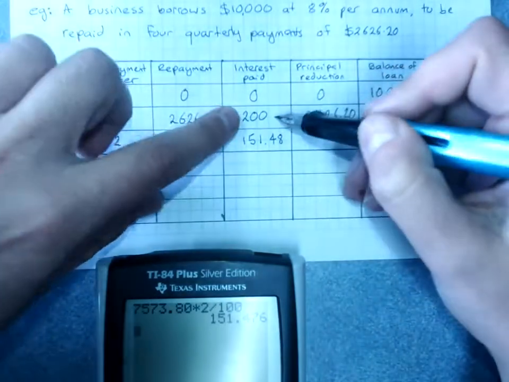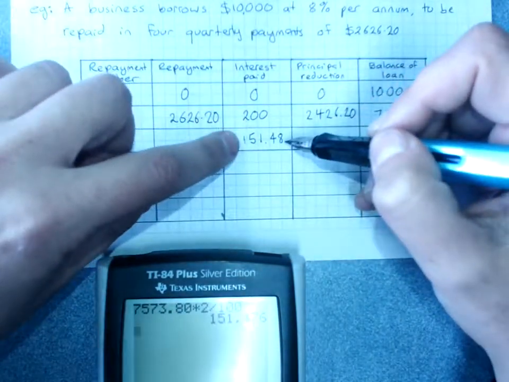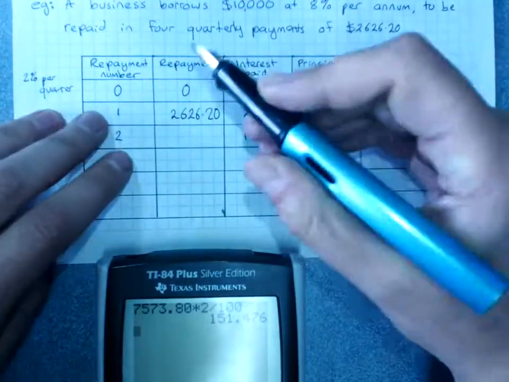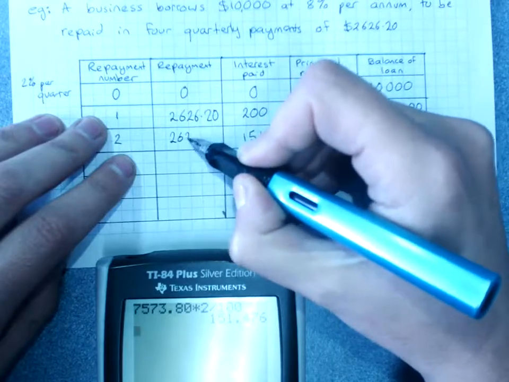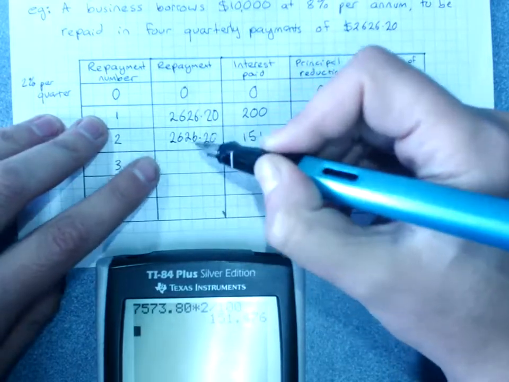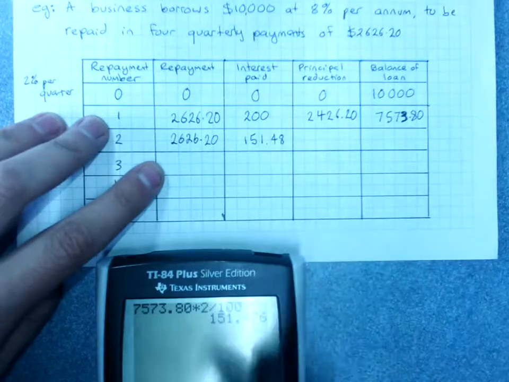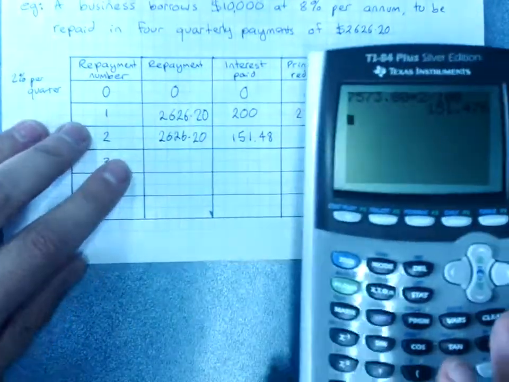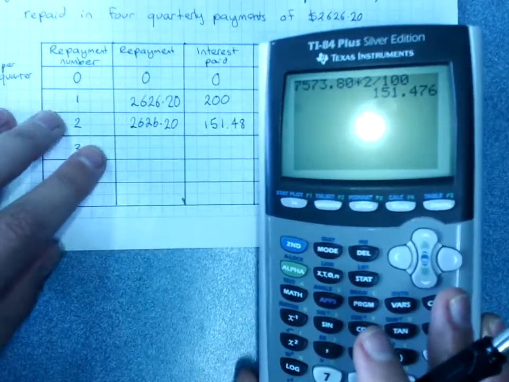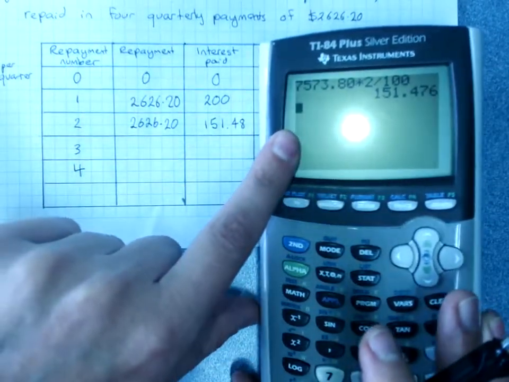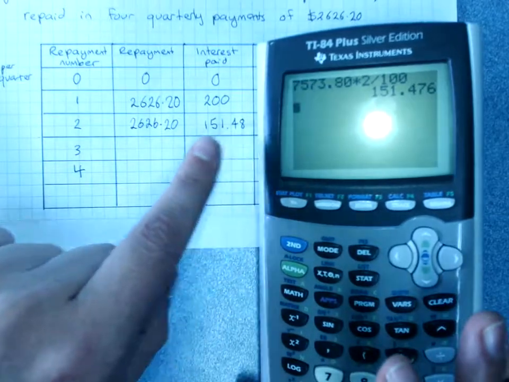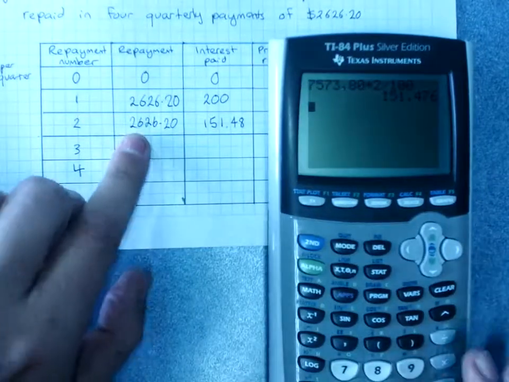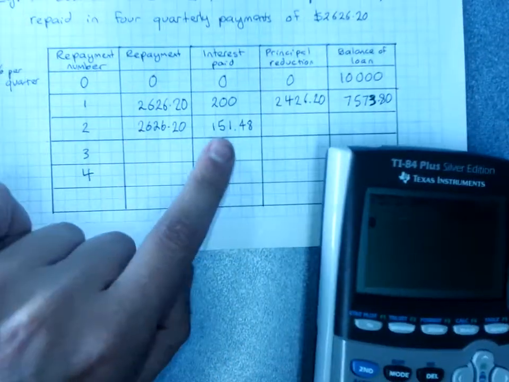So because I now owe $50 less interest, I'll be paying off $50 more in principal. I'm still making the same repayment, 2626.20. So then, the principal reduction, now, you've got that sitting in there. If you get really clever, you can manipulate it a bit so you can do it all at once, but let's just start by getting the principal reduction, which is repayment minus interest.